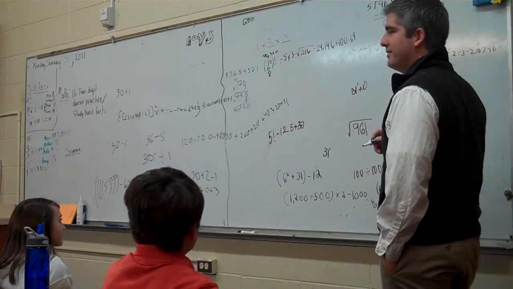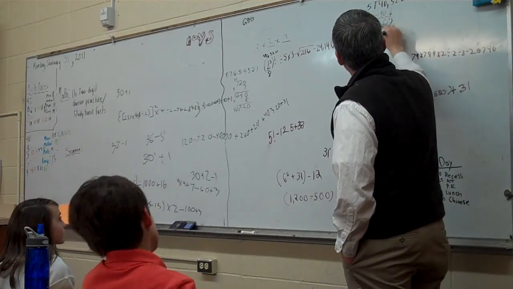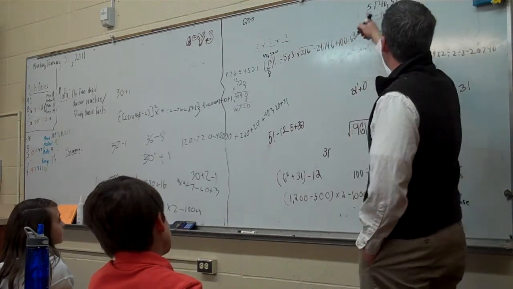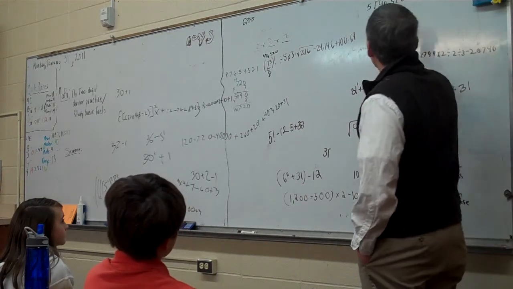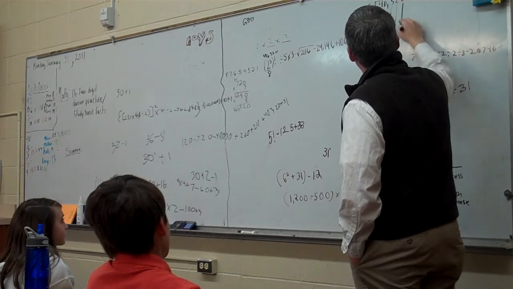Is 5 going into 3? No. So what do we put up top, Julian? A 0. Then 0 times 5 equals 0. We subtract and get 3. We bring down the 2, and then we restart. Mariana, 5 into 32. 5 goes into 32 6 times. Put it up top. 6 times 5 equals 30. We subtract. We get 2, excuse me. We bring down the 0.